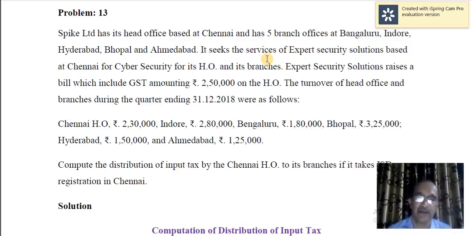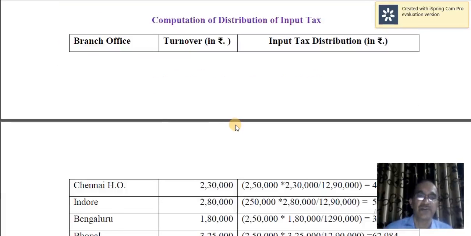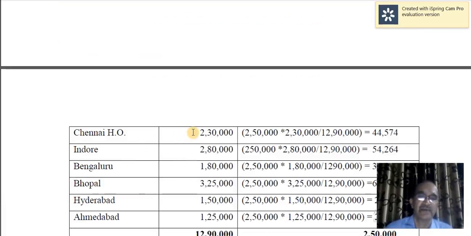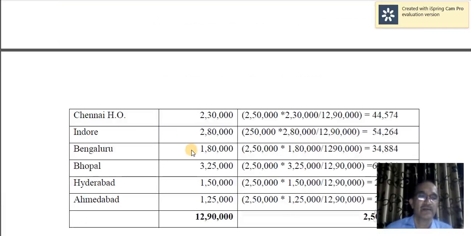How is that being done? So you have to compute the turnover. So turnover is given. So just look at the calculation here. Say Chennai 2,30,000, Indore 2,80,000, Bangalore 1,80,000, Bhopal 3,25,000. Like that, turnover of different branches and head office are given.